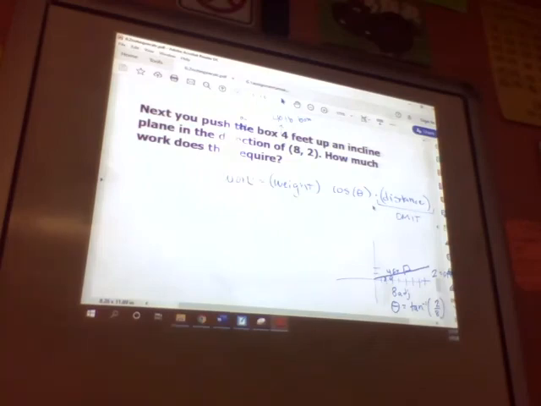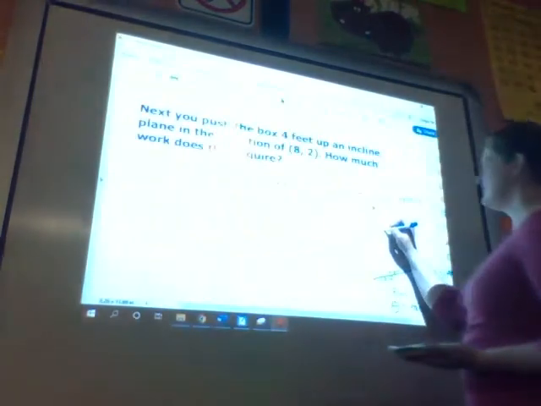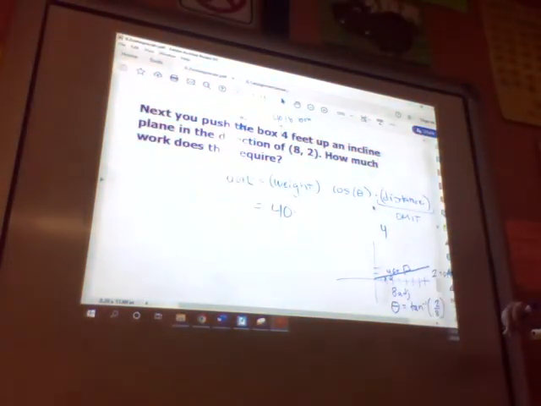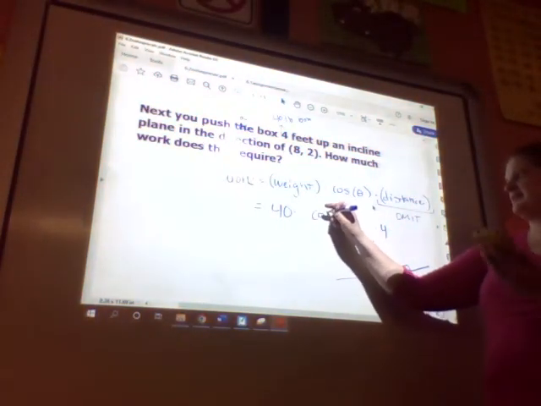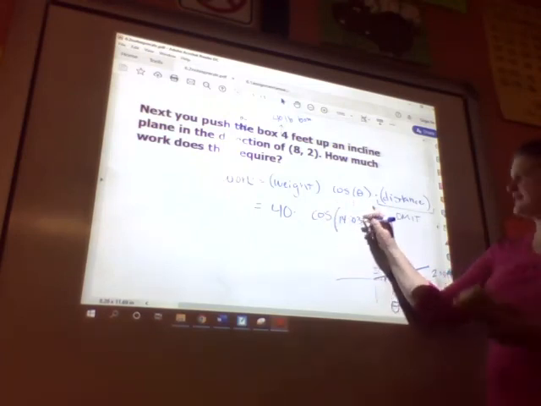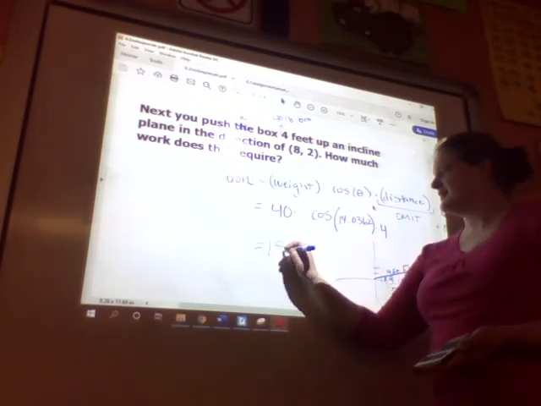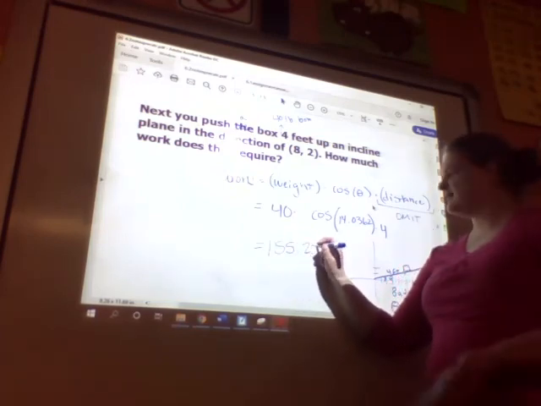Okay, so it turns out that the angle measure of this 40-pound box going a distance of 4 feet up is 14.0362 degrees. So we're going to take 40 times cosine of the number we just got, and then times 4 as well. And now we know how many joules are used here: 155.2228.